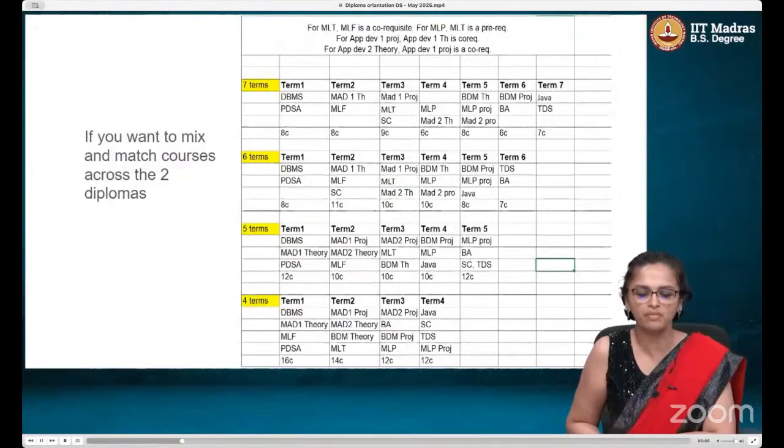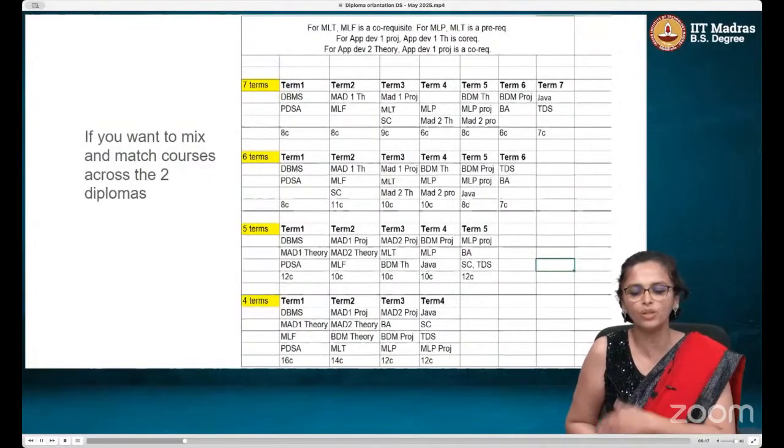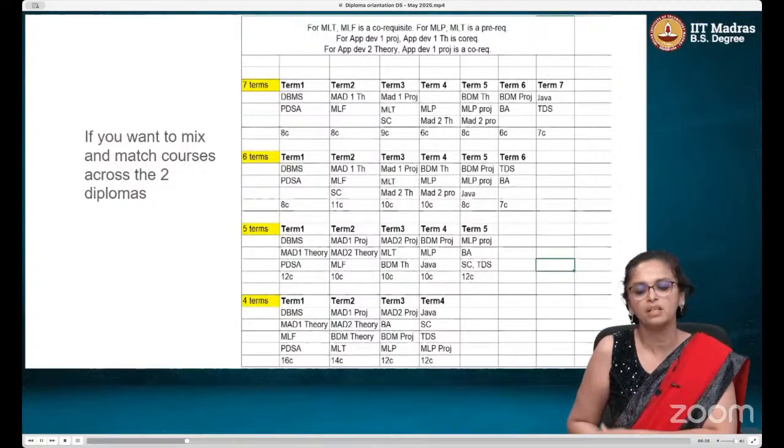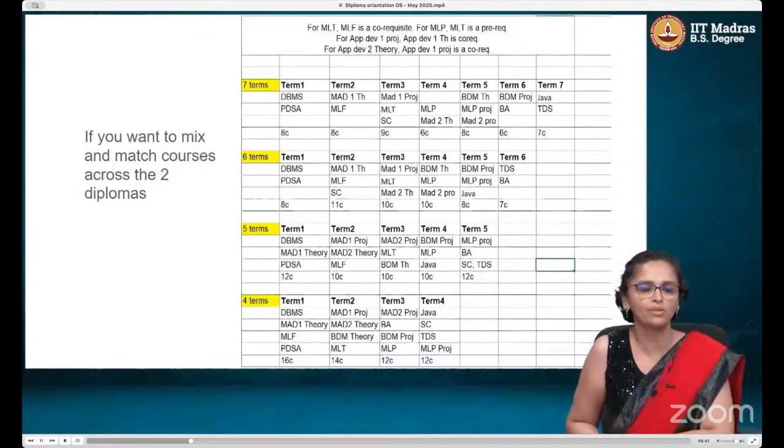And the next would be 5 terms, where we have given how you mix and match the courses and which courses you take when, based on the prerequisites, co-requisites, and how you complete it. It is shown here. And also there is a sequence of courses you can take if you want to complete both the diplomas in 6 terms or 7 terms. So think about what your core skills are, whether you have a programming background, whether you are already doing some kind of data science, machine learning, maybe as part of your other degree or an internship or a job, and whether you have some background to take these courses. In that case, maybe some courses are easier for you.